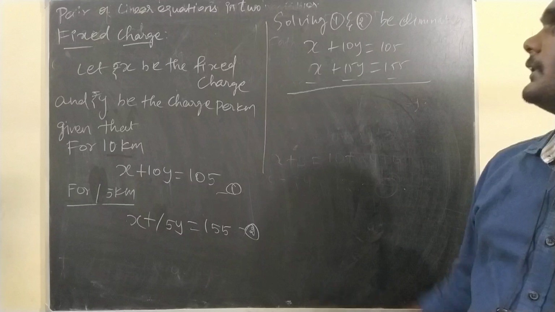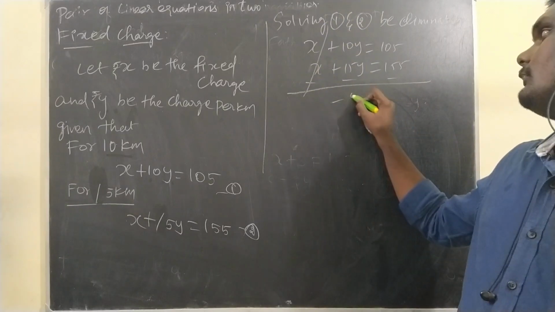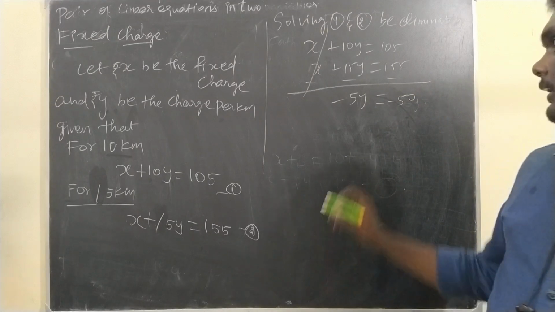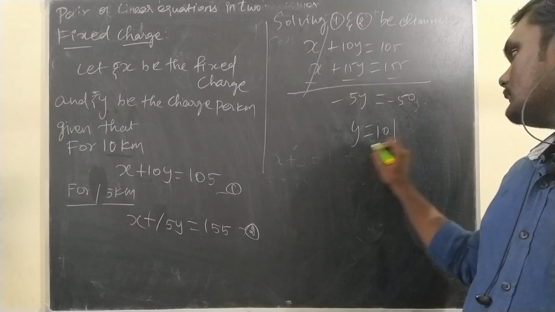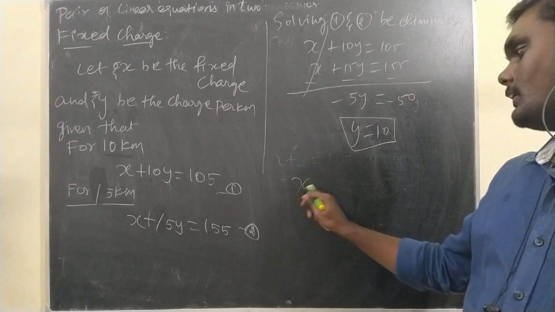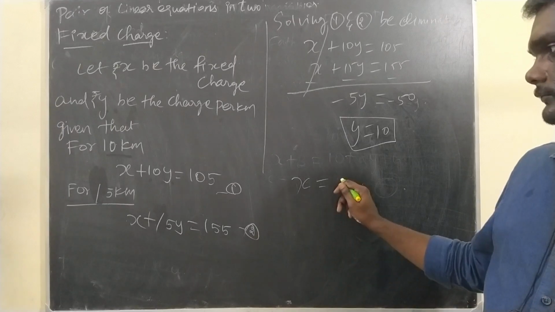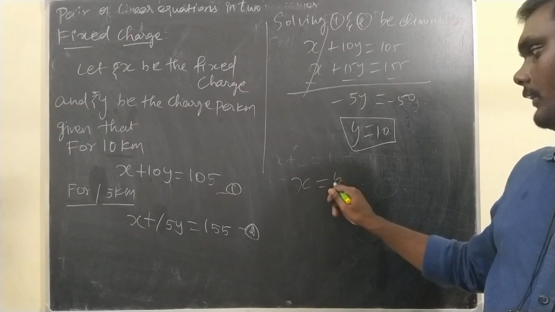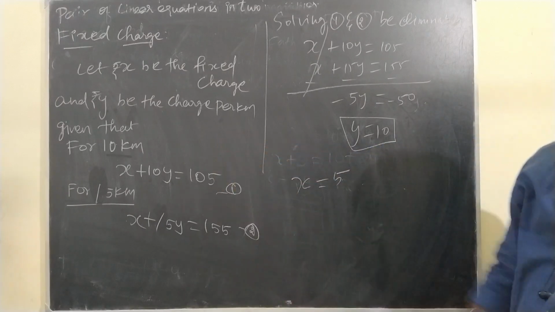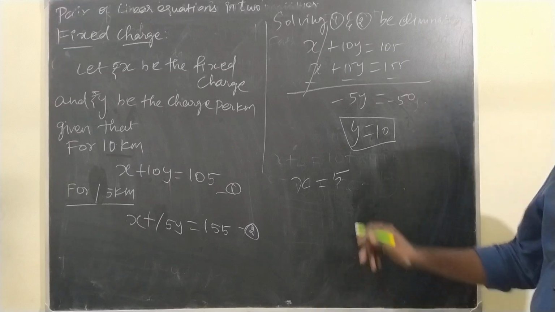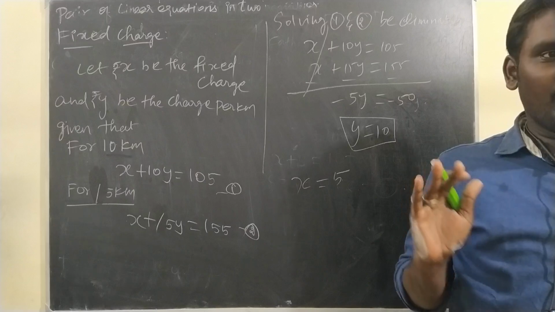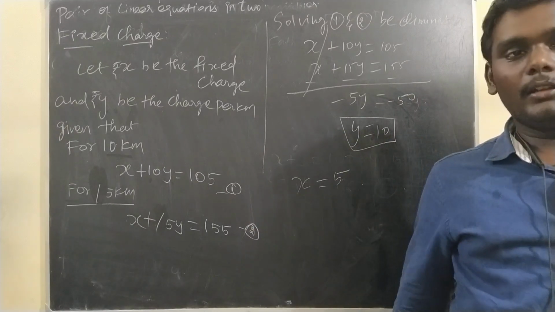So minus, these two get cancelled. So we have minus 5y equals minus 50, then y equals 10. Okay, and therefore x equals what? Substitute there, and x is 5 rupees. So the fixed charge is 5 rupees. When you get into the taxi, 5 rupees you have to pay. For each distance travelled, per kilometer, 10 rupees.